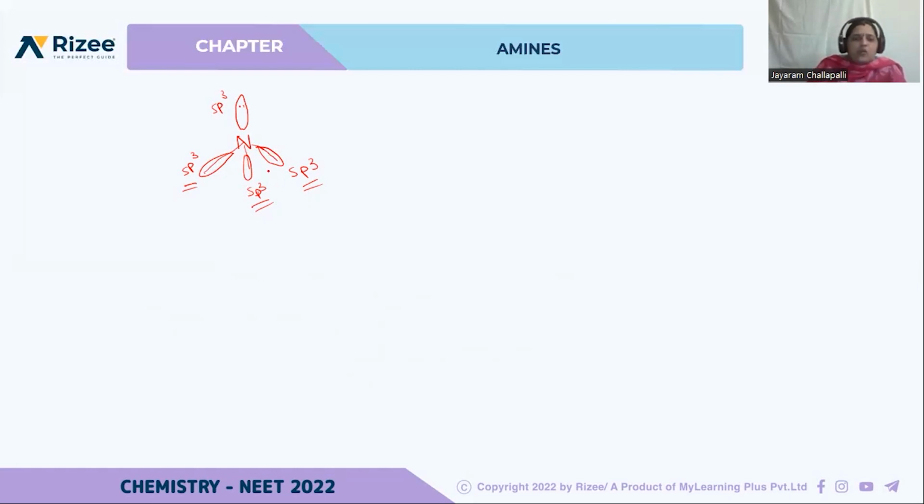So how does this structure look? It looks like obviously pyramidal, as we are not going to consider this sp3 orbital. So instead of forming tetrahedral, it is forming a pyramidal structure. Obviously, as it is not tetrahedral, is the bond angle of 109 degrees 28 minutes, which is the tetrahedral bond angle, possible? No, this is not at all possible.